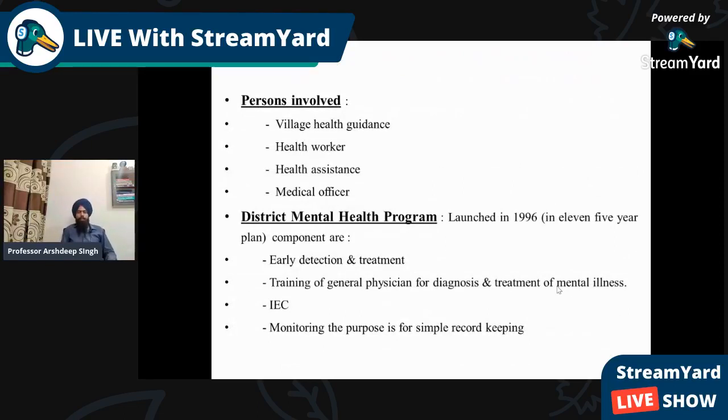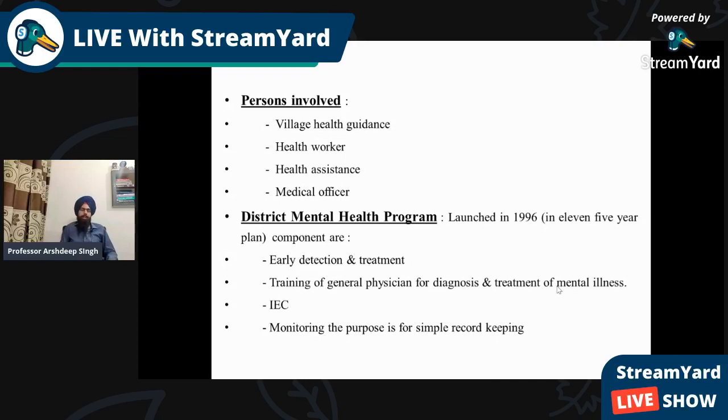Next, who are the main persons involved under this program? Some of them are the village health guide, second the health worker, third the health assistant, and the medical officer. These are the specified persons who work under this program as providers of mental health services.